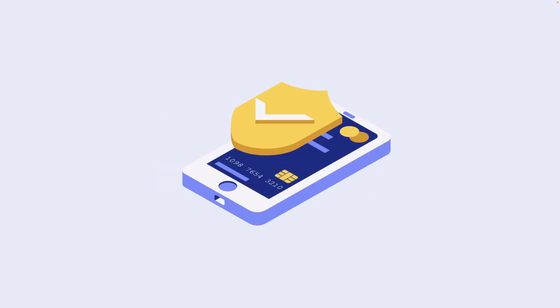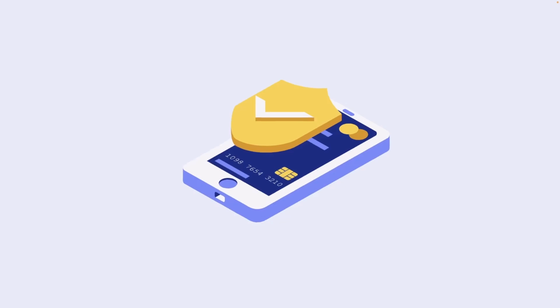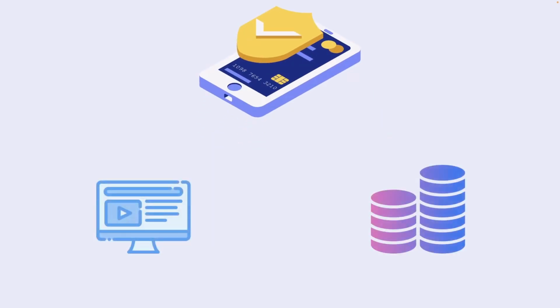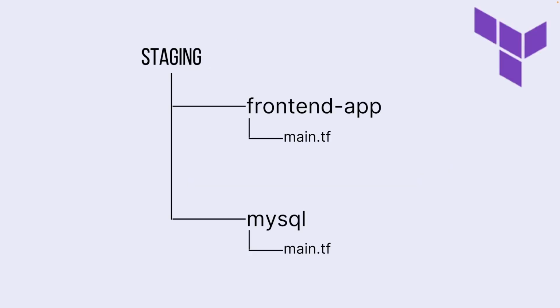Let's say you have a staging environment and you have an application. And in the application, you have one frontend and one backend. In this case, I'm going to call it a frontend app. And then you have a MySQL database as a backend. So your sample Terraform file would look something like this.